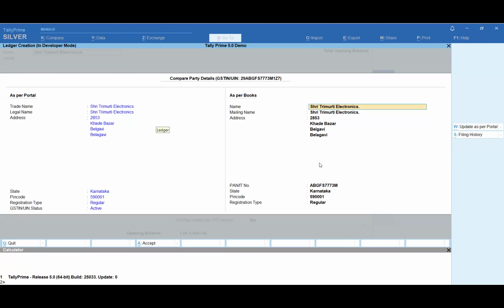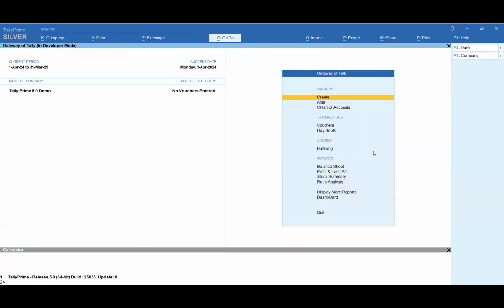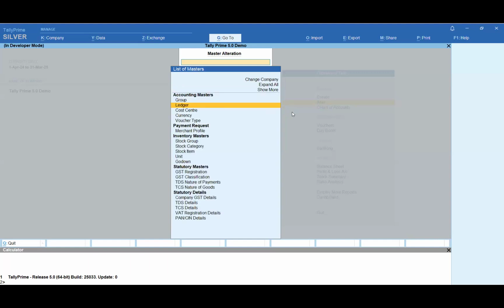From the portal, just press Ctrl+A, then one more time press Ctrl+A. Then if you come to Alter, earlier in the ledger there was no Sri Trimurti Electronics. Now, by using the GST number, we have created Sri Trimurti Electronics.